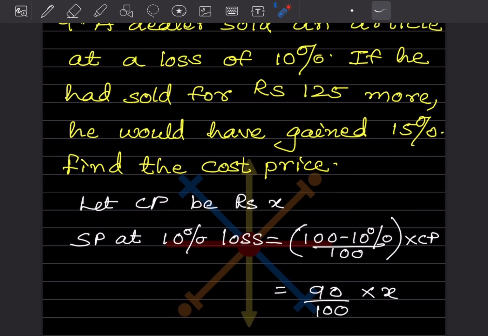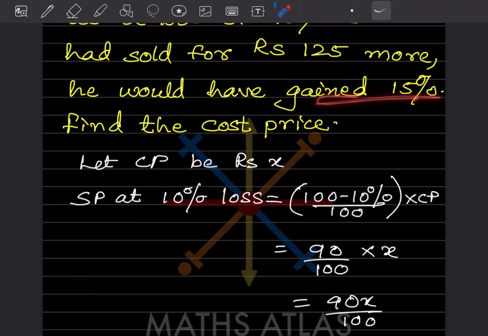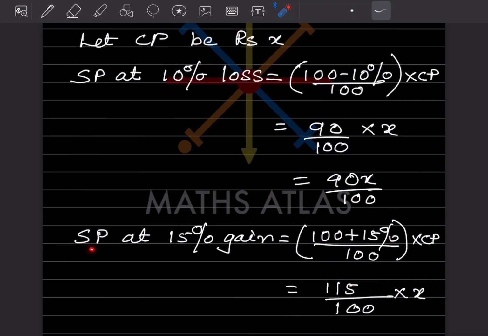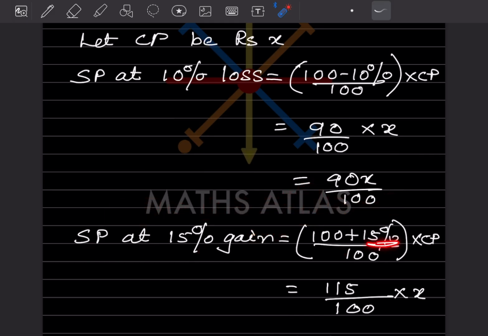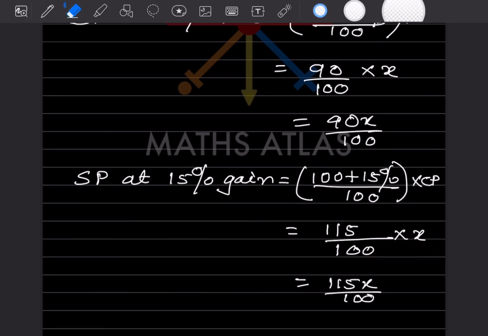Now the second step here is a gain of 15%. Sorry, so the selling price at 15% gain, again you will use the formula. Selling price is 100 plus profit percentage divided by 100 into cost price. So the profit is given as 15 divided by 100 into this cost price x. So this will be 115 divided by 100 into x. So that will be 115x by 100.